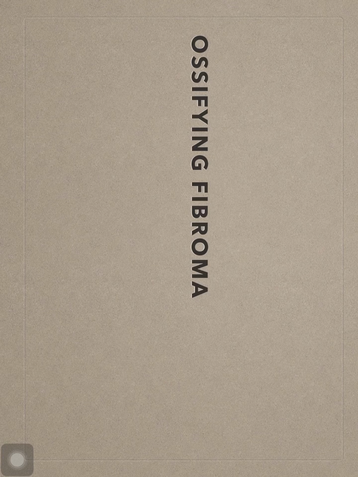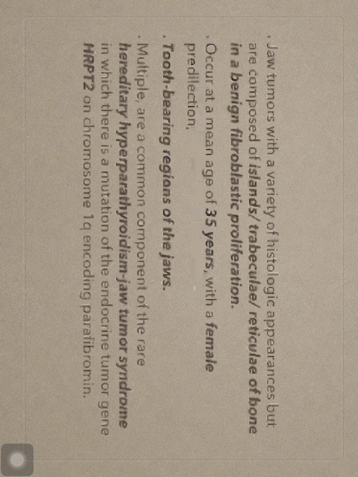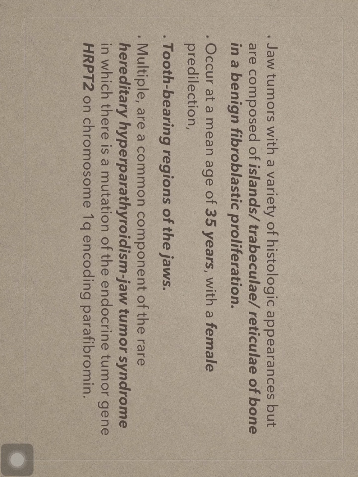Ossifying fibroma comes under a group of tumors called fibro-osseous lesions. These most commonly occur in the jaw. They have a variety of histologic appearances, composed of islands or trabeculae or reticulae of bone in a benign fibroblastic proliferation. They occur at a mean age of 35 years with a female predilection. They occur mostly in the tooth-bearing regions of the jaws.